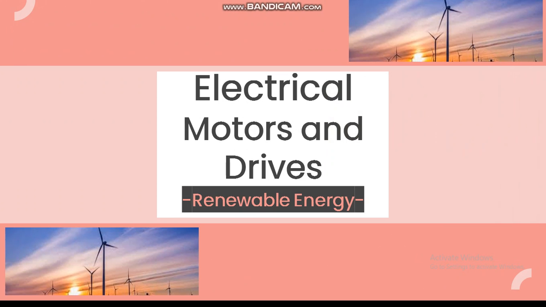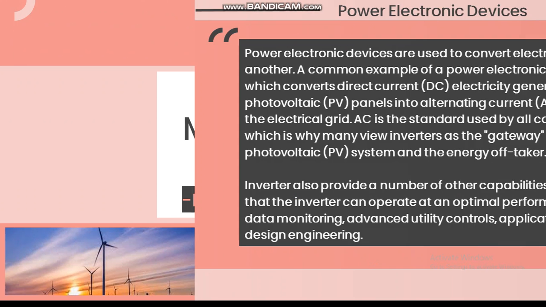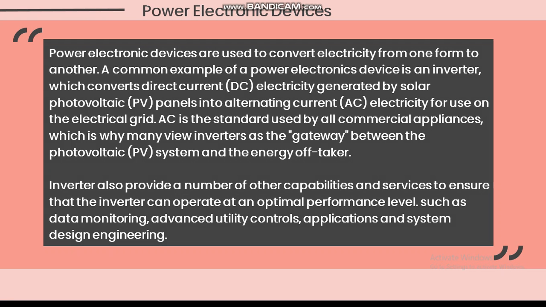So we move to electrical motors and drives for renewable energy. So power electronic devices are used to convert electricity from one form to another. A common example of a power electronics device is an inverter, which converts direct current DC electricity generated by solar photovoltaic panels into alternating current AC electricity for use on the electrical grid. AC is the standard used by all commercial appliances, which is why many view inverters as the gateway between the photovoltaic PV system and the energy consumer.